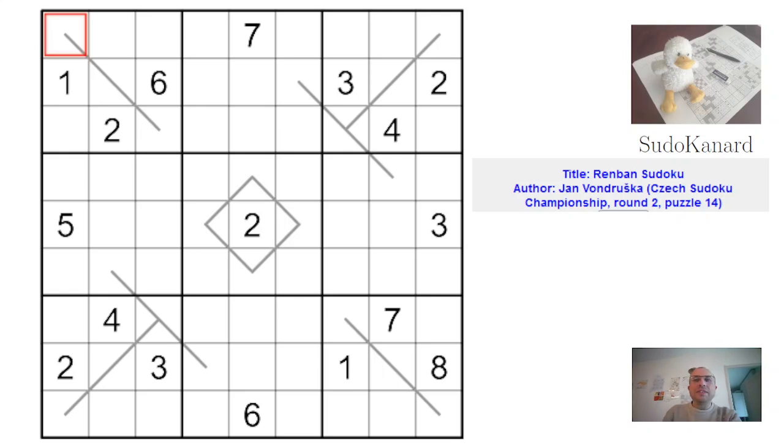We're here to solve this Renban Sudoku created by Czech author Jan Vondruška for the Czech National Sudoku Championship, which happened in early September. So this puzzle has the Renban rule, which means that each of those lines here contains a set of distinct consecutive digits. So those are three consecutive digits in some order. And that's all there is to it.